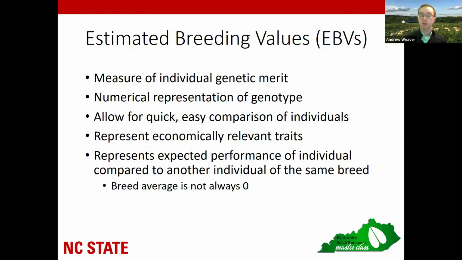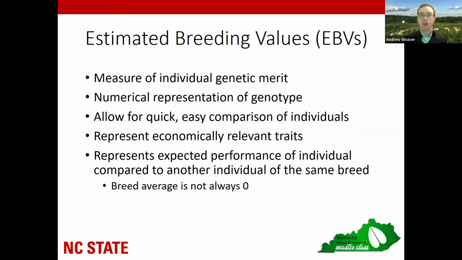They represent the expected performance of an individual compared to another individual in the same breed. These estimated breeding values are only relevant or can only be compared within breed. In sheep and small ruminants, we cannot compare them across breeds. So only within breed can they be utilized to compare one individual to another and the expected level of performance relative to that individual's genetics compared to one another.